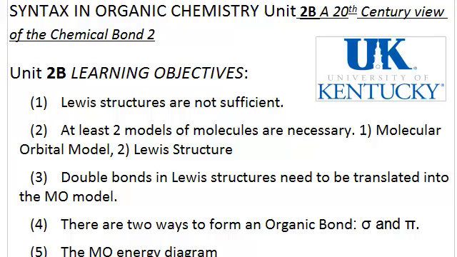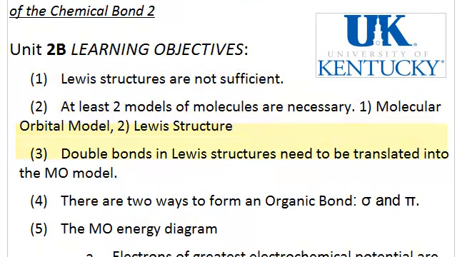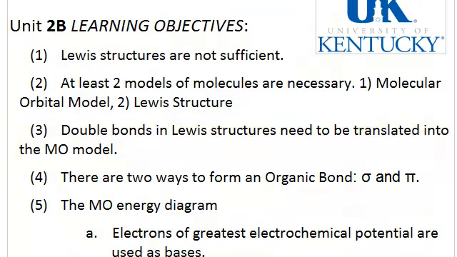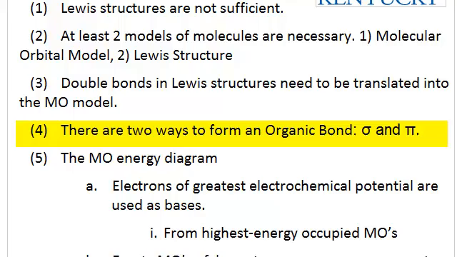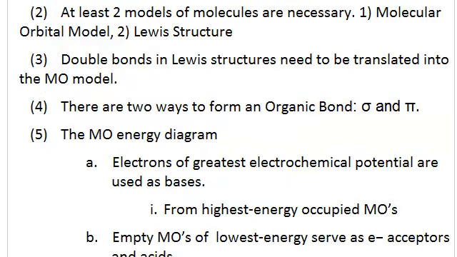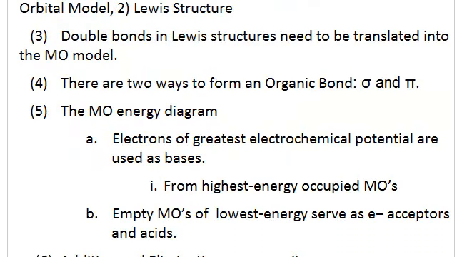In Unit 2b, again we're stressing that Lewis structures are not sufficient to describe molecules. At least two models for molecules are necessary: a molecular orbital model and the Lewis structure. Double bonds in Lewis structures need to be translated into molecular models. There are two ways to form a bond in organic chemistry: sigma and pi. We're also going to discuss molecular orbital energy diagrams and say something about what we can get from these diagrams in terms of chemical information.